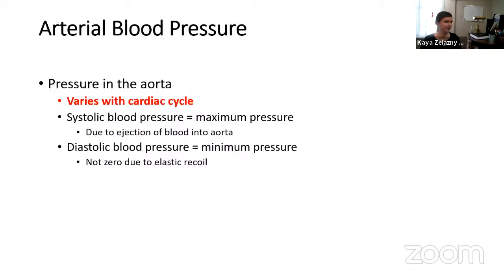I saw a question, I think from a while ago, about the compliance. So yeah, the compliance of the vessels does partially have to do with the thickness of those walls, right? The thin walls of the veins have high compliance. And the elastin and this elasticity are also related to that low compliance in the arteries.